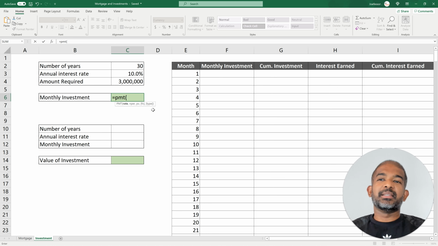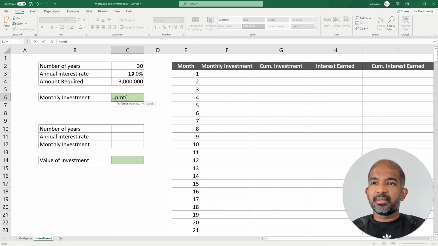If the payments are made at the beginning of each time period, then type has to take the value of 1. So because we are going to be investing at the beginning of each month, we'll have to use 1 as the value for type. Okay. So let's start with the rate.